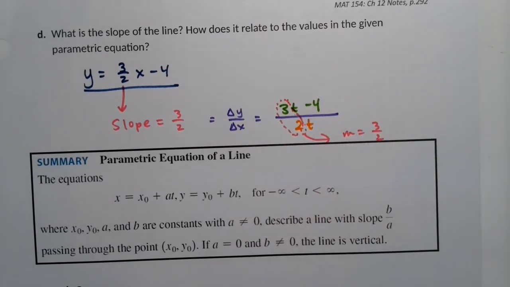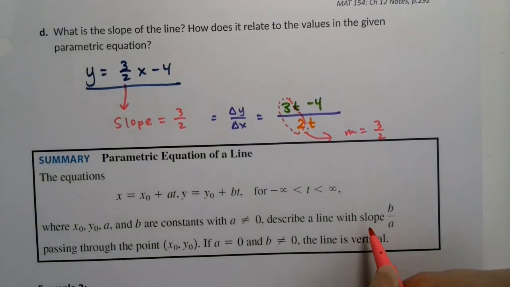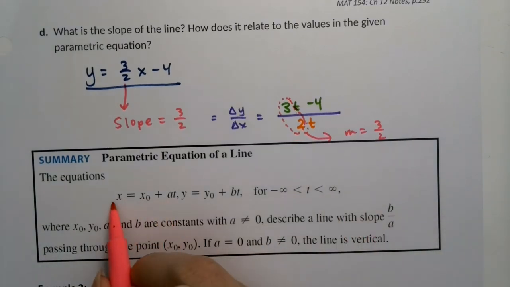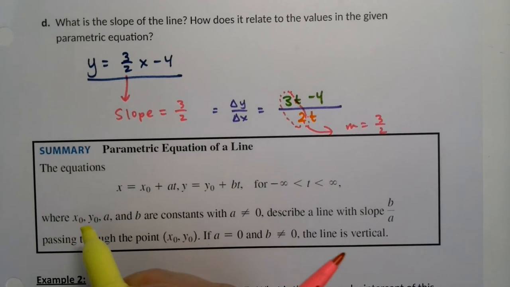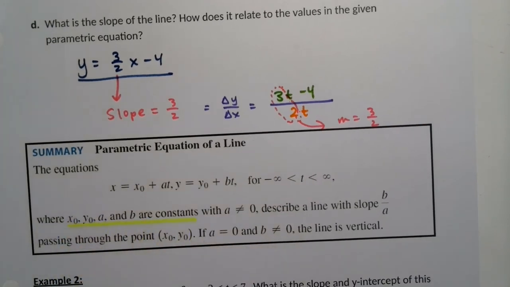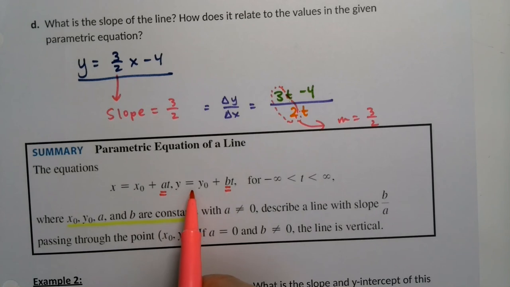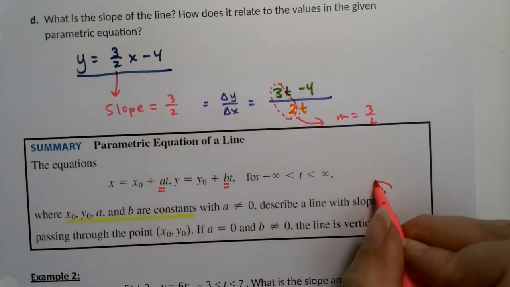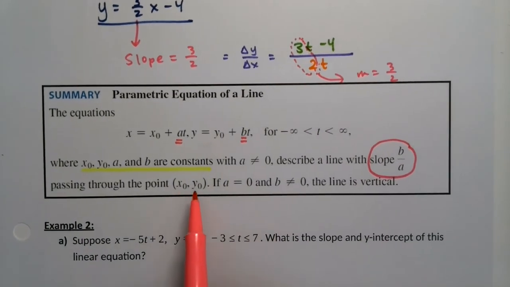Now, it doesn't always work that way because this only works this way for a line, but it does work for a line, and that's what they're talking about right here. If you have x equal to some linear function, x0, which is a constant, plus a t, where a is another constant, and y is similarly y0 plus b t, where x0, y0, a and b are all constants, then the slope is b over a, and it passes through the point x0, y0.